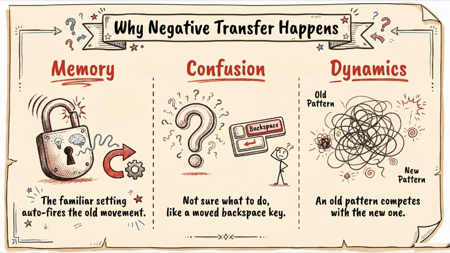Second, cognitive confusion. Sometimes you're simply not sure what to do in a familiar but changed setting. Think of typing on a keyboard where the backspace key has moved. Your fingers know how to type perfectly well. It's the confusion about the new layout that slows you. The problem there is cognitive, not in your limb control.